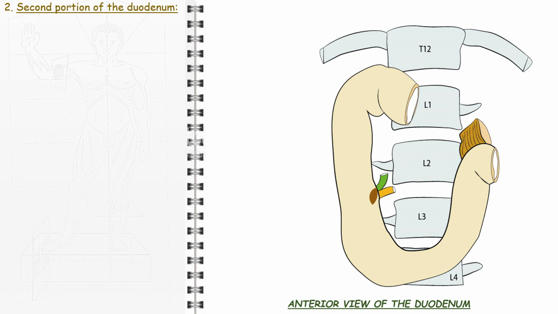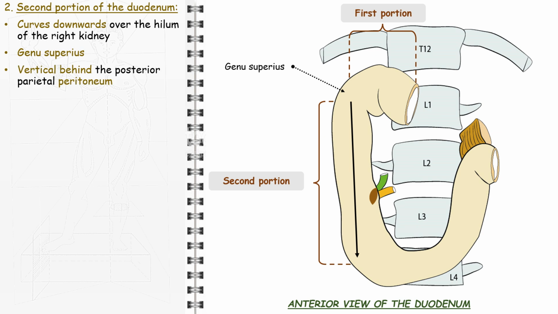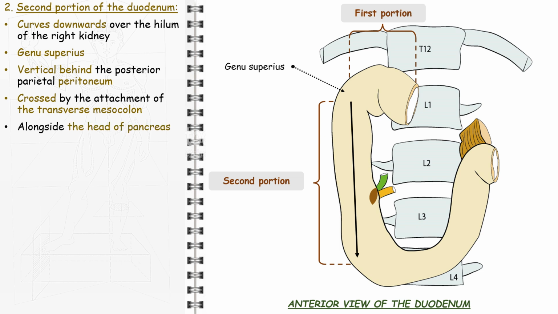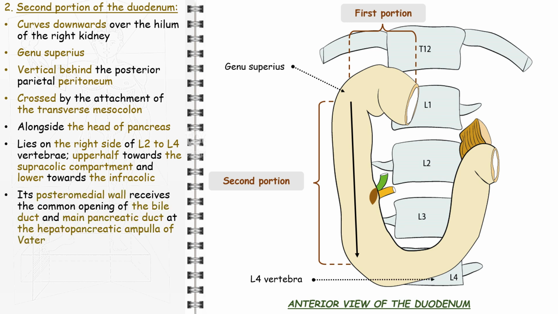The second portion curves downwards over the hilum of the right kidney at an acute angle, the genu superius. It lies vertical behind the posterior parietal peritoneum, crossed by the attachment of the transverse mesocolon, and in front of the right side of L2 to L4 vertebrae alongside the head of pancreas medially. Thus, its upper half stands towards the supracolic compartment and lower towards the infracolic. Its posteromedial wall receives the common opening of the bile duct and main pancreatic duct at the hepatopancreatic ampulla of Vater, constituting the connection site between the alimentary tube and its annexed glands.